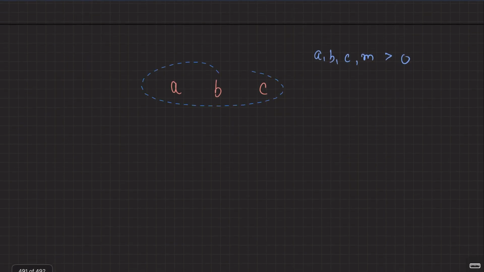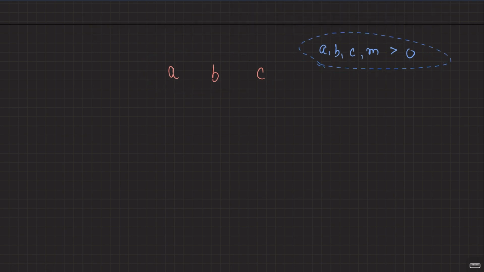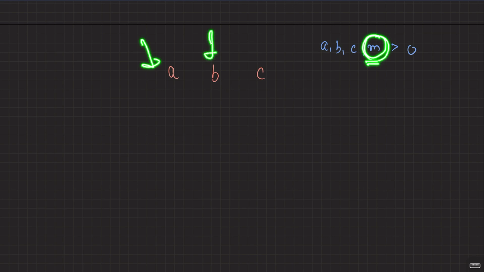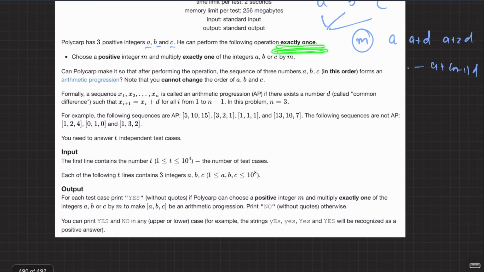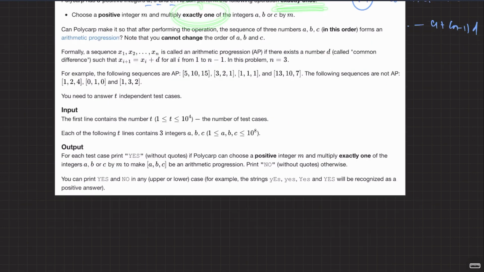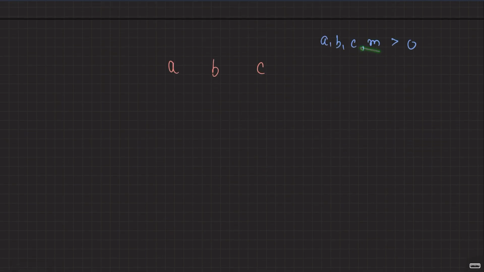So here's the question. We have three positive integers A, B, C, and we need to find out whether there exists a positive integer m such that if I multiply it with any one of them, exactly one, that's why I've written exactly once, the sequence can be made an AP. It has to be applied exactly once and only to one of the integers. Can you make this sequence an AP?